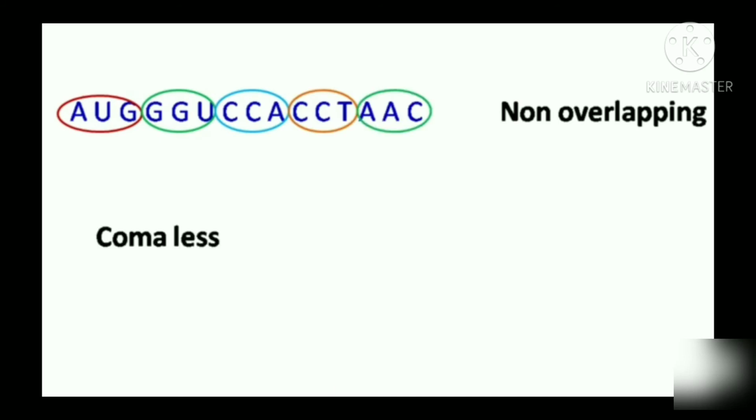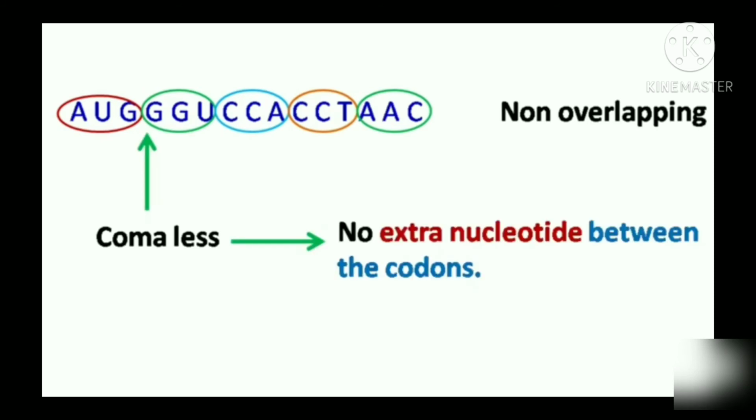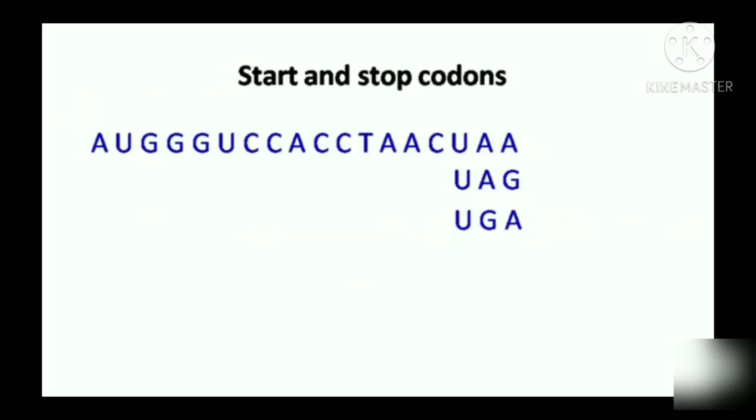The genetic code is non-overlapping, which means after reading one triplet, the reading frame shifts over the other three nucleotides. The genetic code is commaless, which means there is no extra nucleotide between the codons. The genetic code has start and stop codons.